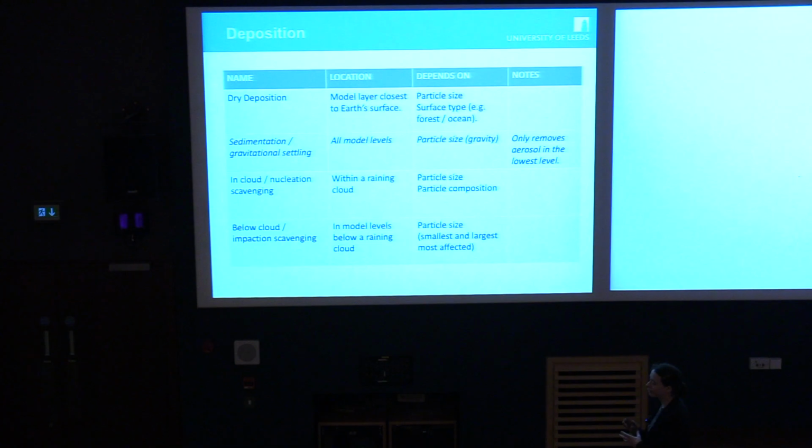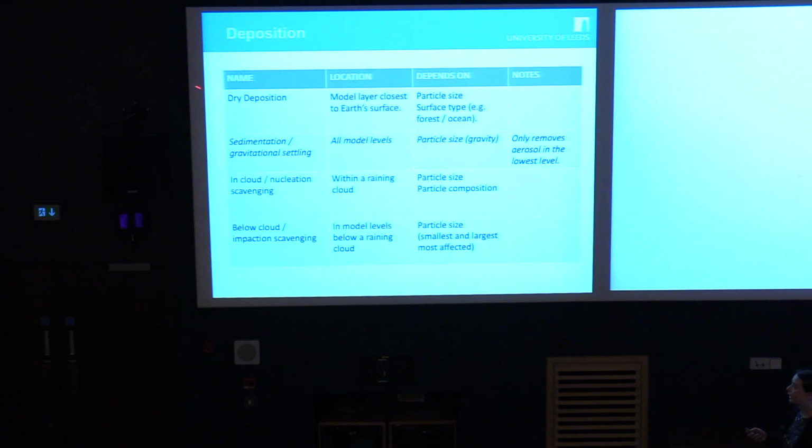Obviously we've emitted aerosol, we've processed them in the atmosphere, we also need to deposit them, otherwise we'd get more and more and more. So there are four categories, if you like, of deposition. Two of these are dry deposition, so they don't involve rain or precipitation, and two are wet deposition.